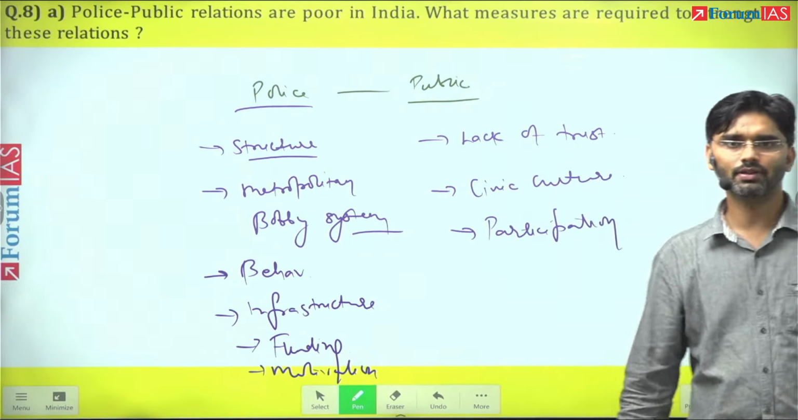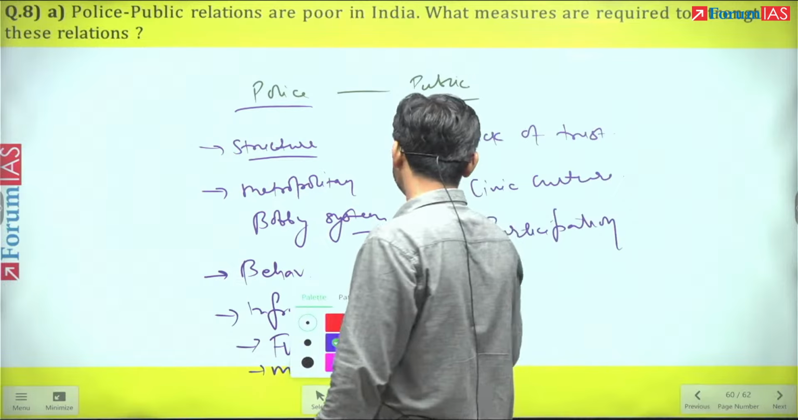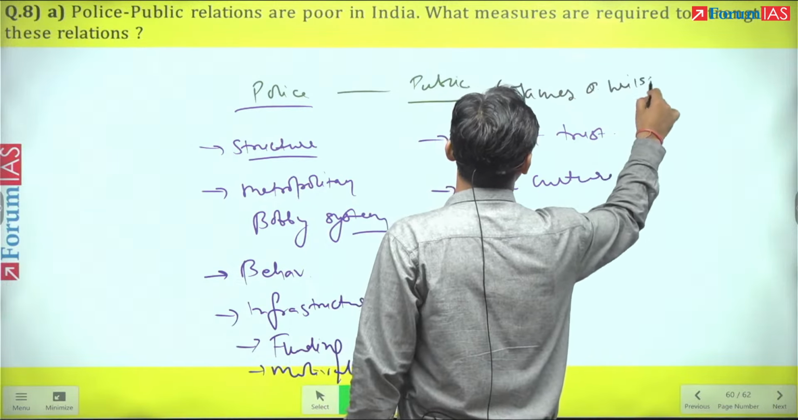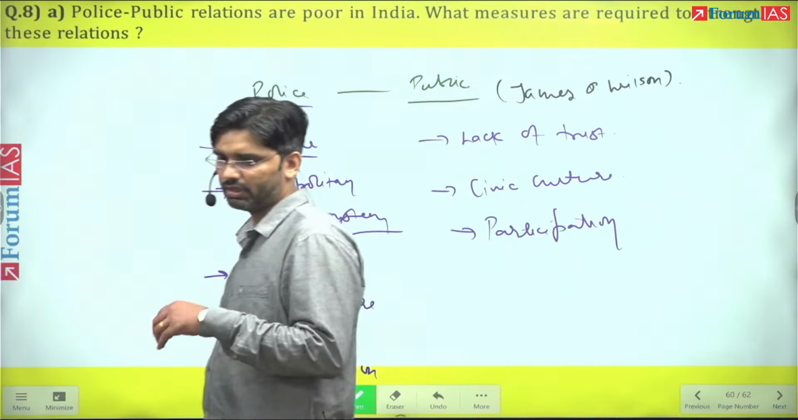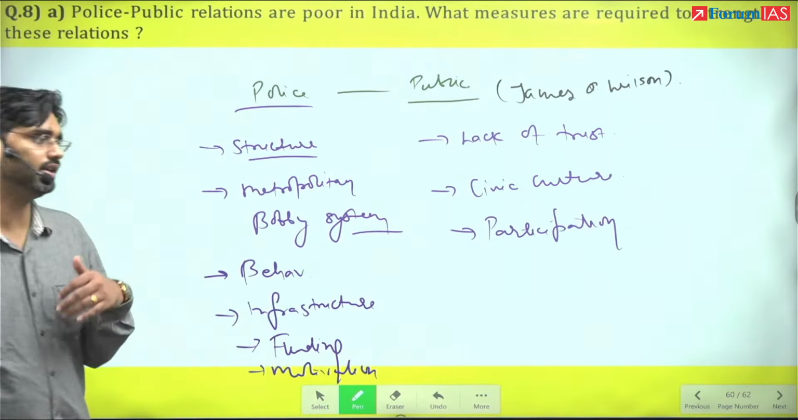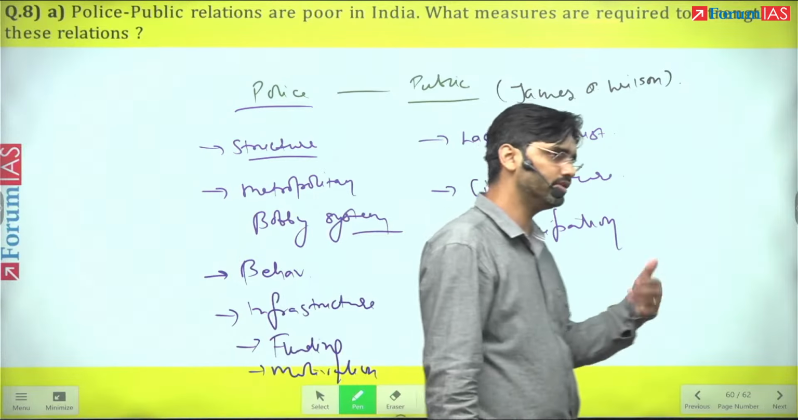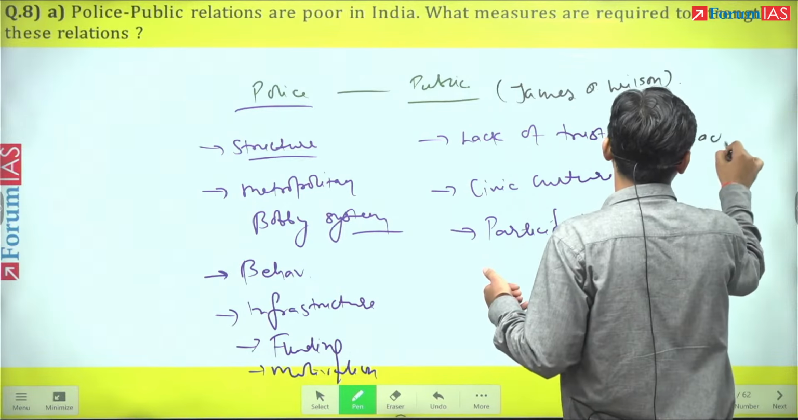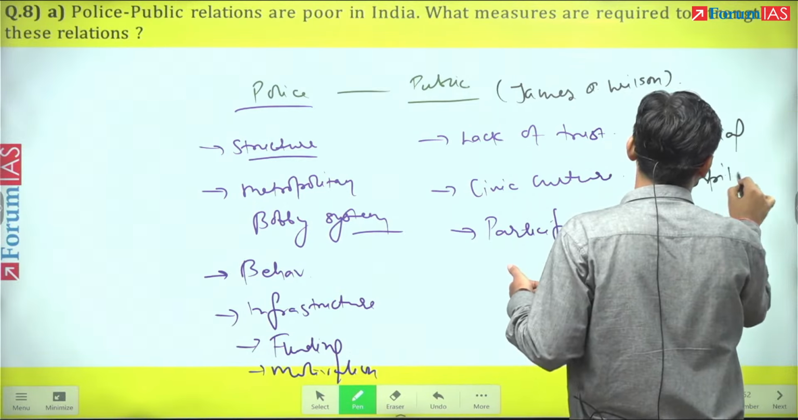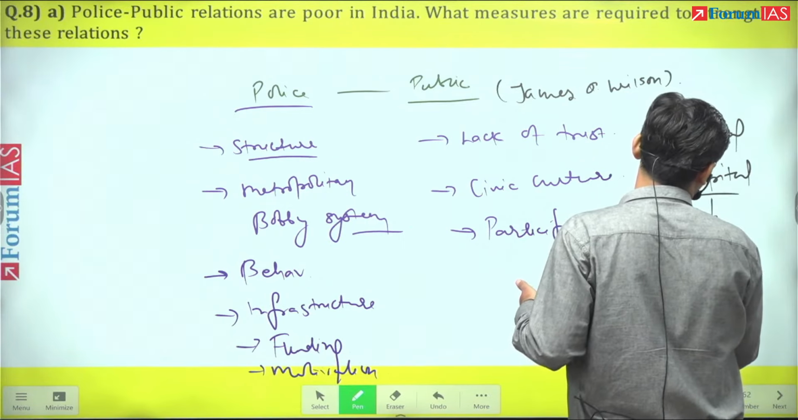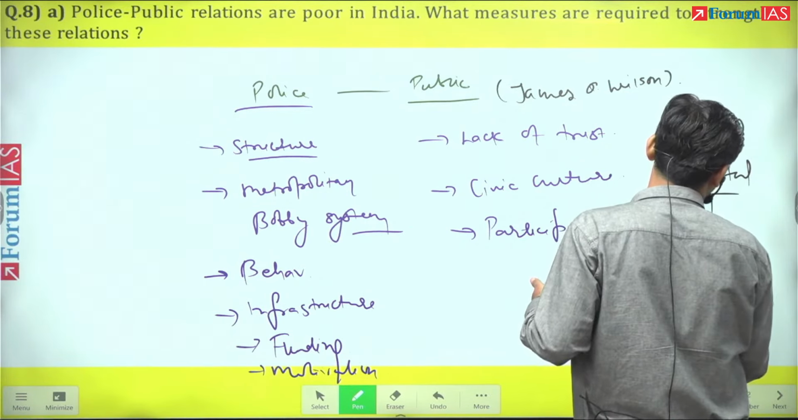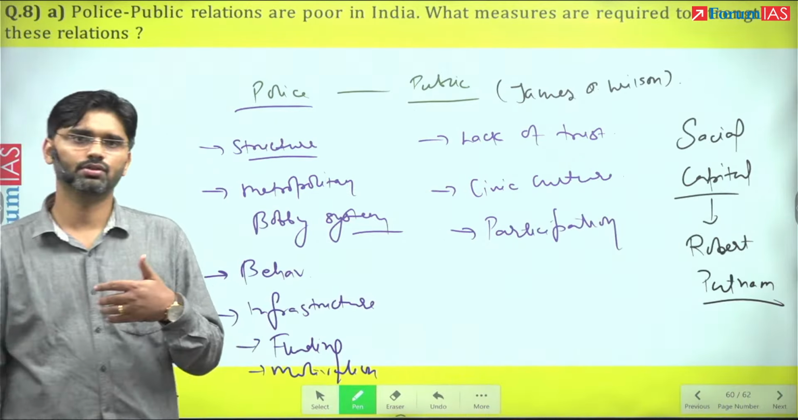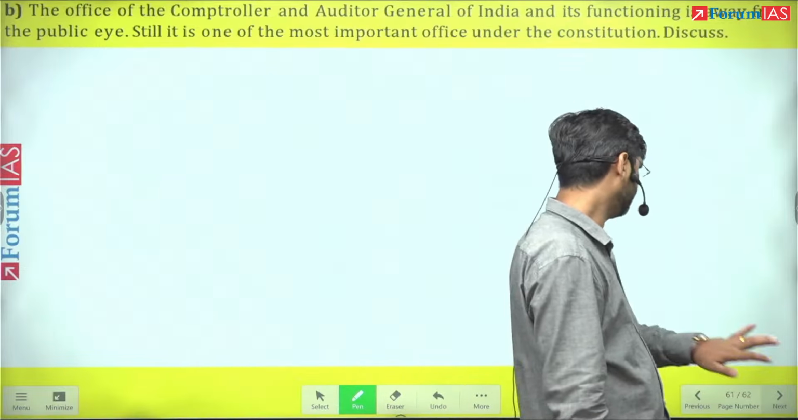For example, James Q. Wilson's research has shown that if the community itself is very sensitive, then police is very responsive. But see, there is a concept called social capital by Robert Putnam, very famous thinker, that we have not worked on properly.